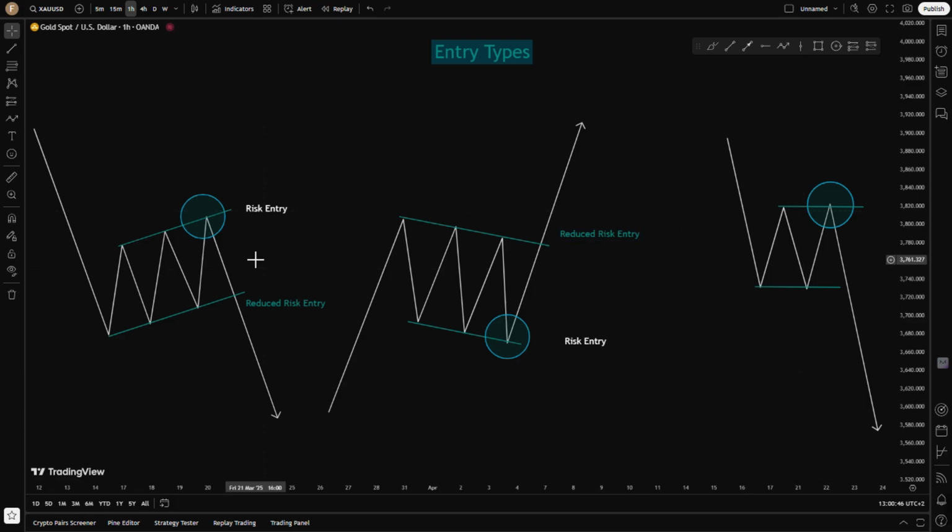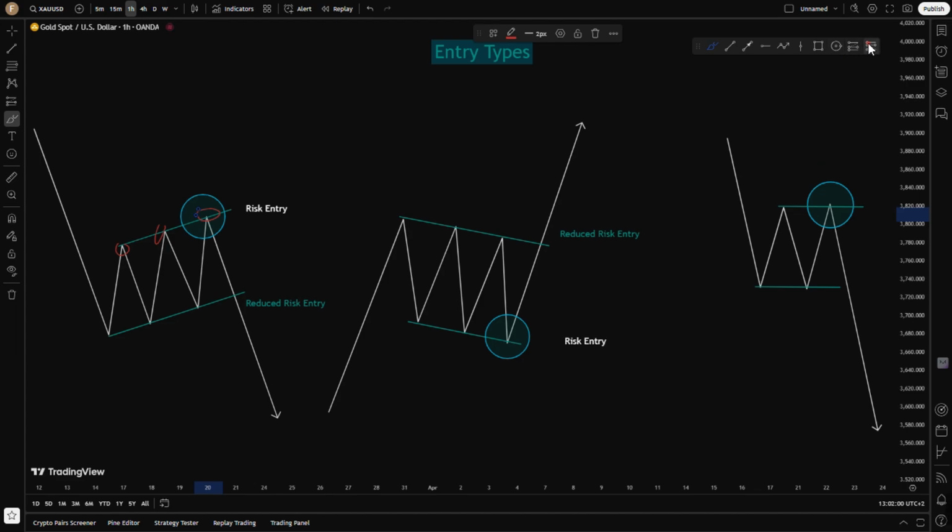So now let us start with the three-touch example here. So now let's look at this. You see an impulse move to the downside, then a correction, then another impulse to the downside, right? But now let's look at this. We have one touch here, okay? We have the second touch and the third touch. This right here is going to be our risk entry, simply because one of the conditions have been met. We have one touch, second touch, and the third touch, right?